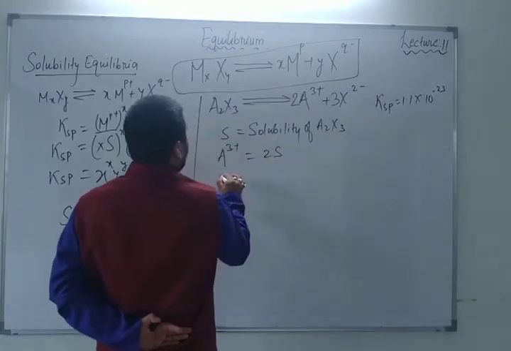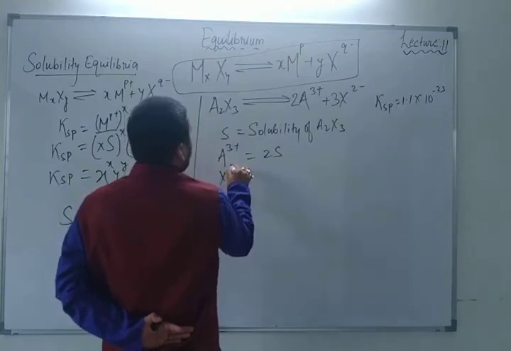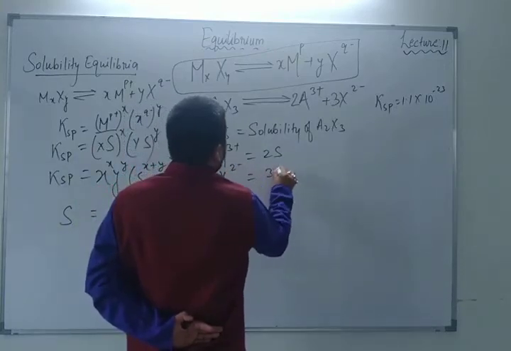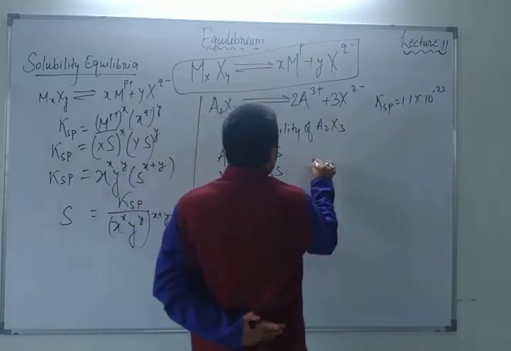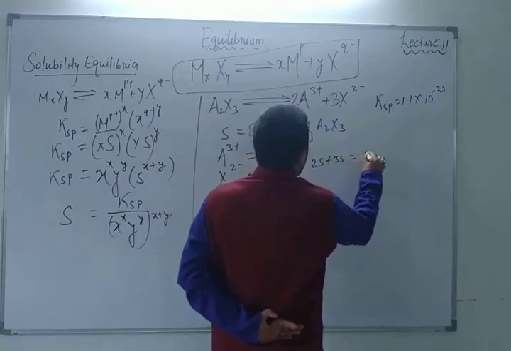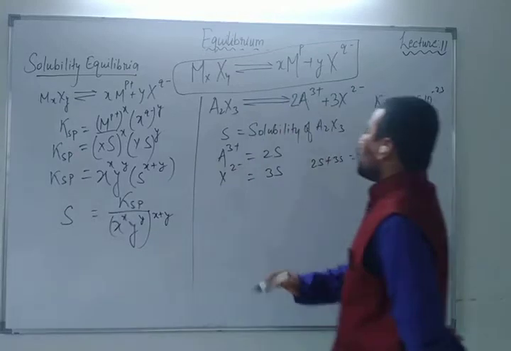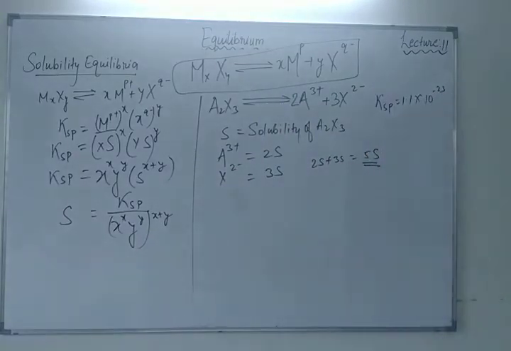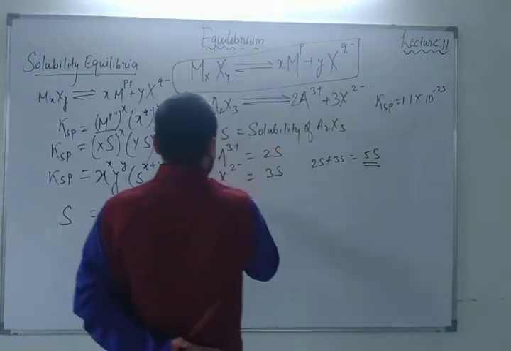And the value of X2 minus is equal to 3S. So total will be 2S plus 3S equal to 5S. Right? So the value of x plus y is 5. Right? So now, if I want to calculate, just suppose, dear student, no need to worry. If I want to calculate the value of KSP, what is the value of KSP?